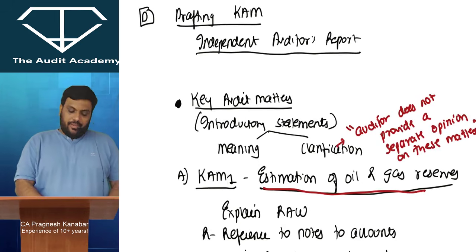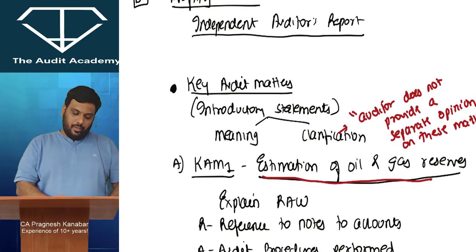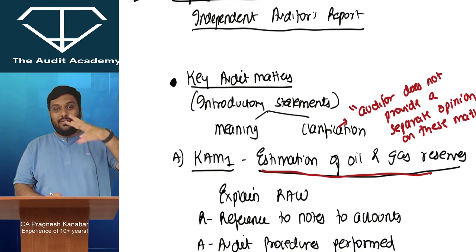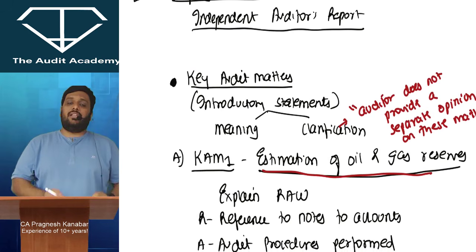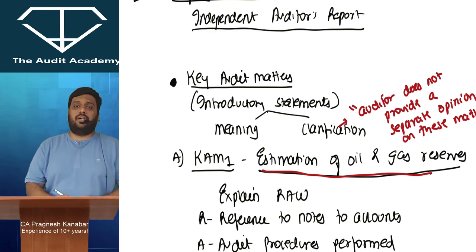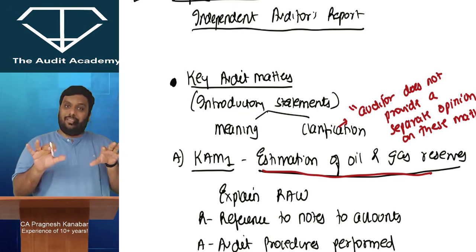Now listen to me. Drafting key audit matters. In your audit report, you will have the heading key audit matters. In that, we write one or two lines as an introduction: that key audit matters are the matters which are of utmost significance in the audit of financial statements of the current period. Key audit matters are selected from the matters communicated with those charged with governance. So we give a little bit of meaning.